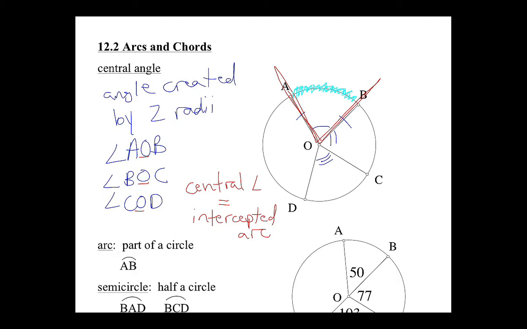So this theorem is very simple. The central angle equals the intercepted arc. I should say the measure of the central angle equals the measure of the intercepted arc. So if this angle right here is 40 degrees, we know there's 360 degrees all the way around a circle. This arc right here would also be 40 degrees. They're always going to match.